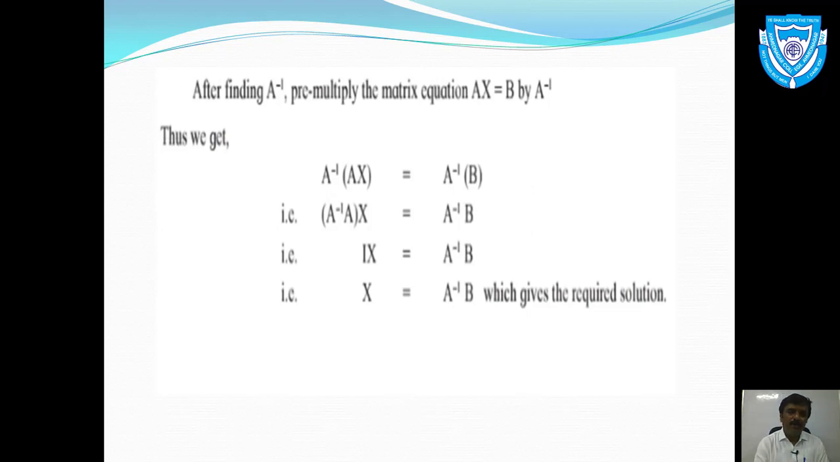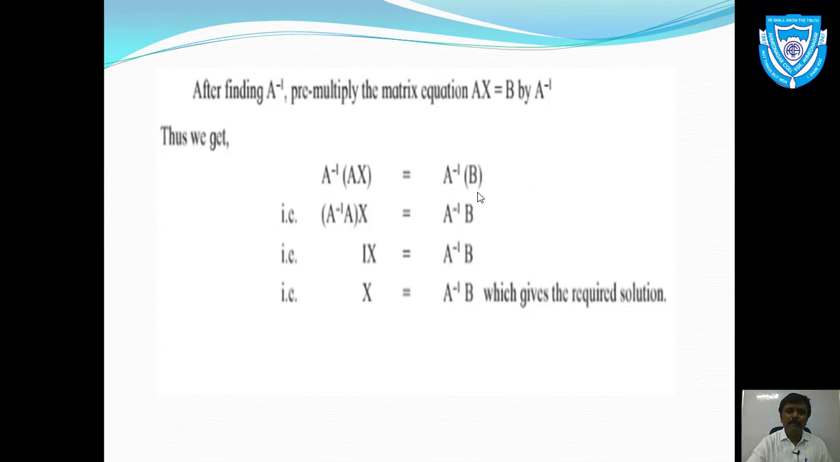Now you can see on the screen, after finding A inverse, we'll pre-multiply the matrix equation AX equals B by A inverse. See, AX equals B is called the matrix equation, and here we are talking about the pre-multiplication to this matrix equation. It means that we'll multiply AX equals B by A inverse. You can observe that in the first step A inverse into AX is equal to A inverse into B. Here we have pre-multiplied both sides of the matrix equation by A inverse.